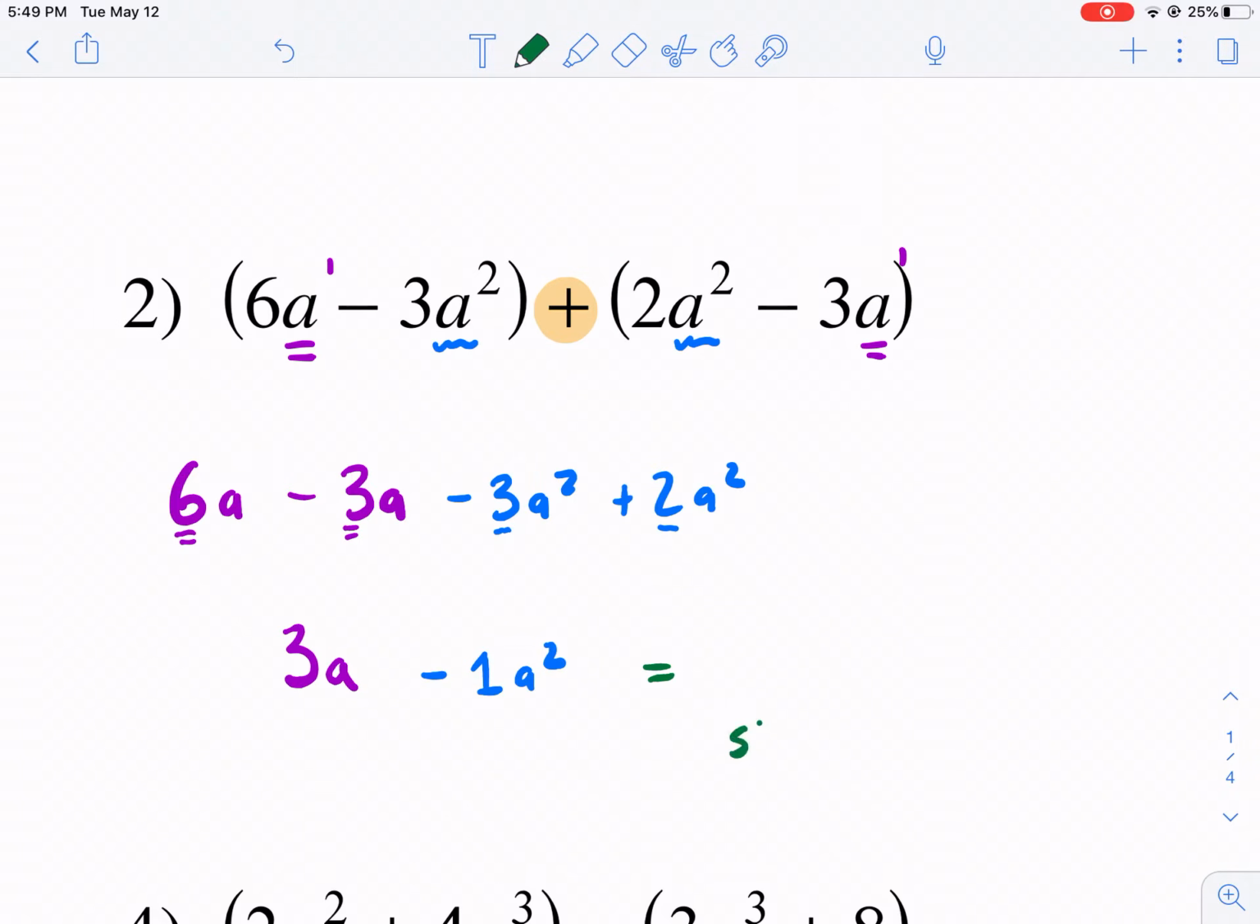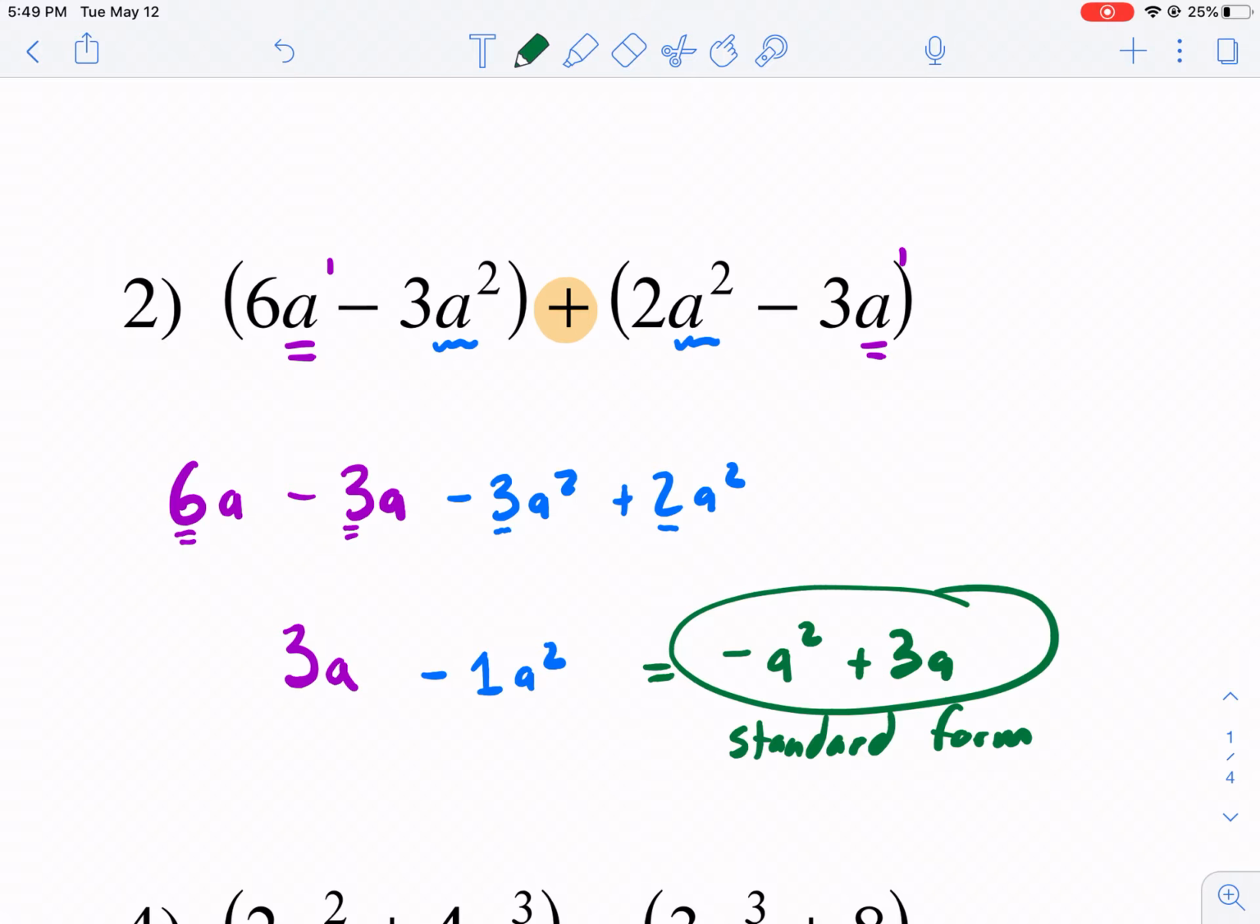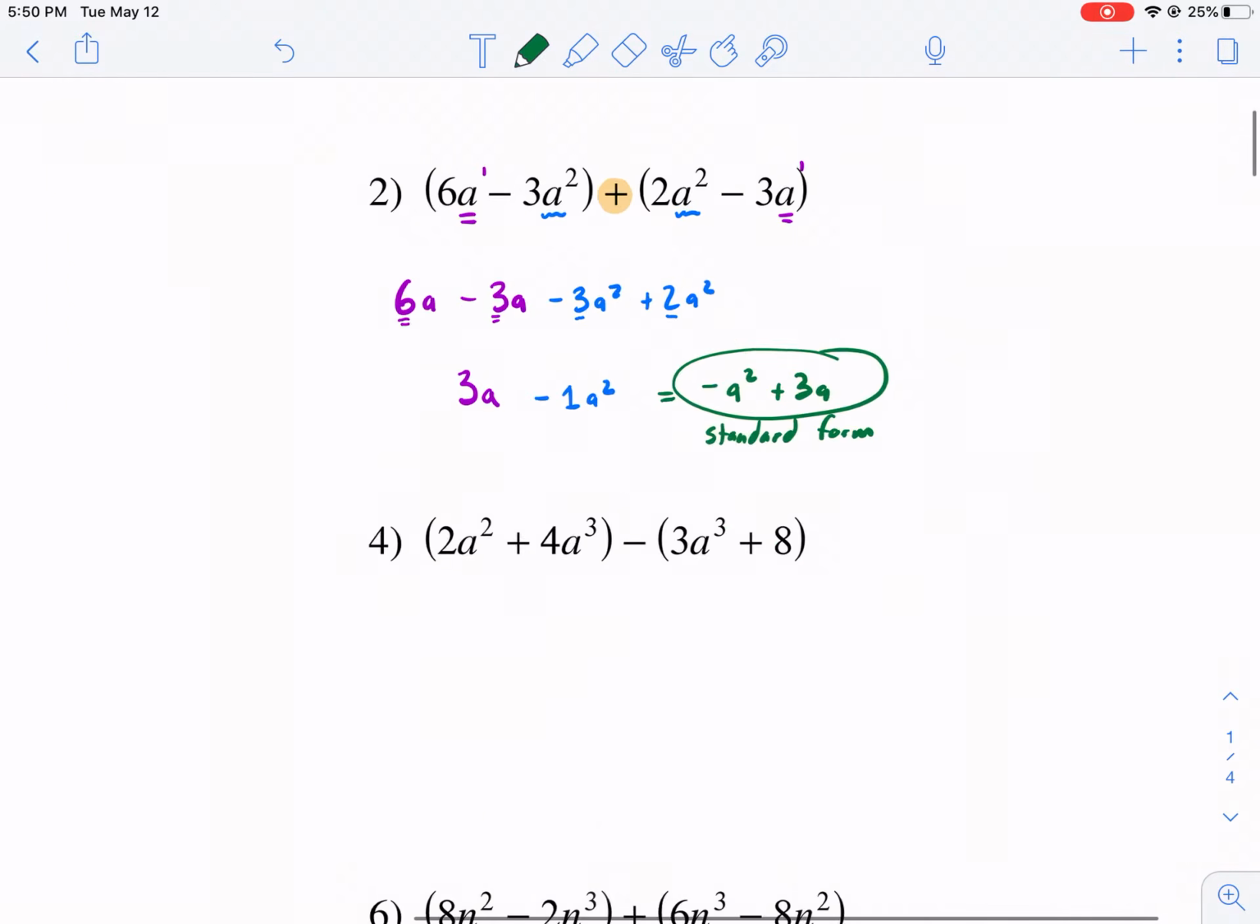We should write this in standard form. Standard form is when you write it in descending order of powers. So we should put the highest power first, followed by the next highest power. So the a squared goes first, even though it's negative, and the 3a goes second.